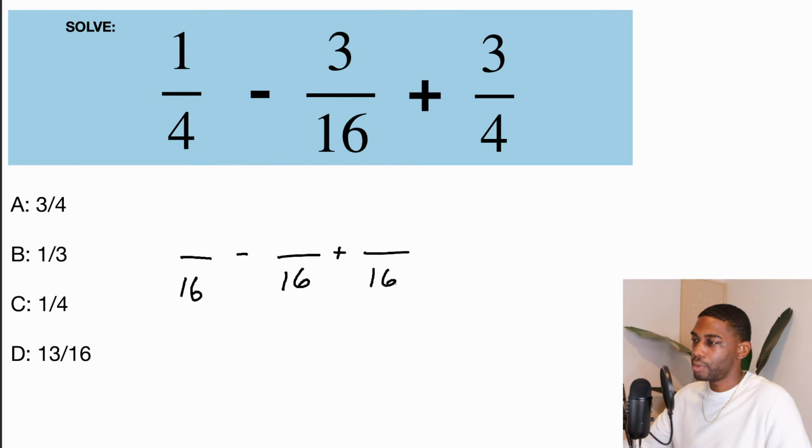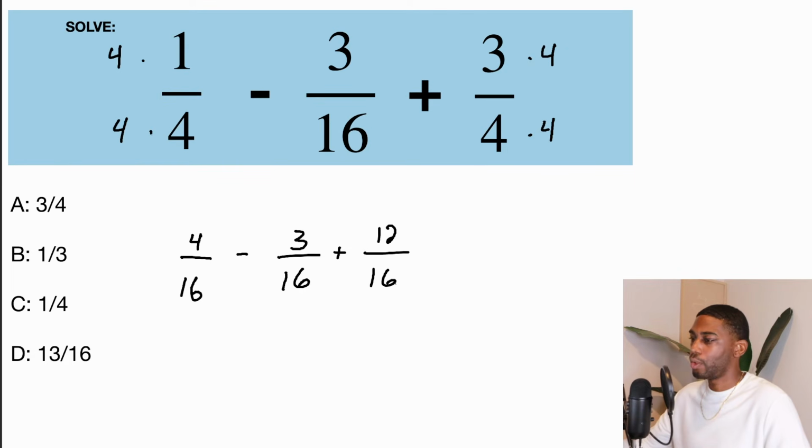What do we do? We have to multiply this 4 by 4 in order to give us 16. What we do to the bottom, we also have to do to the top. The middle number stays the same because it already has a denominator of 16. And then the same thing on this side. We have to multiply this 4 by 4. So we have to multiply this 3 up top by 4. Starting with the left, 4 times 1 is 4. Going to the right, 3 times 4 is 12.